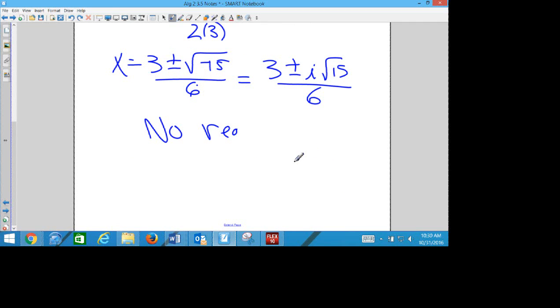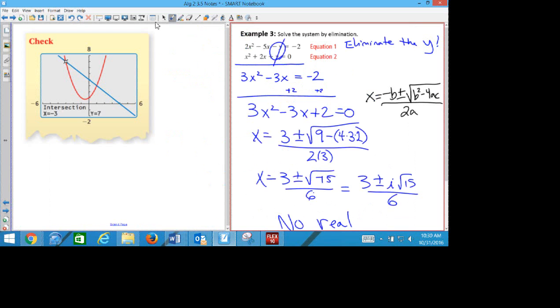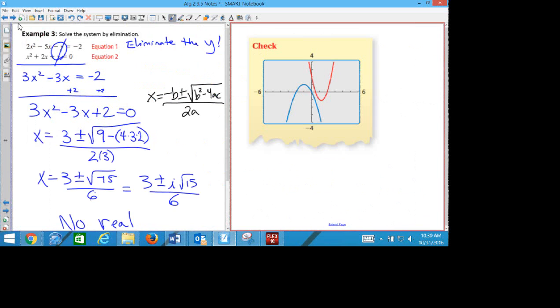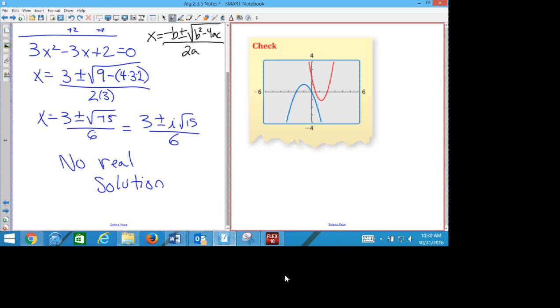Well, then why is there a y? There's two equations, and I'll show you here. There's two equations, but when I graph them, they don't cross. So there is a y for each of them, but when I graph them, they don't intersect. So what we were trying to do is find where they intersect. If you get an imaginary answer, that means they don't intersect. Okay? So imaginary means no intersection, no answer. If you get imaginary, that means no real solution.